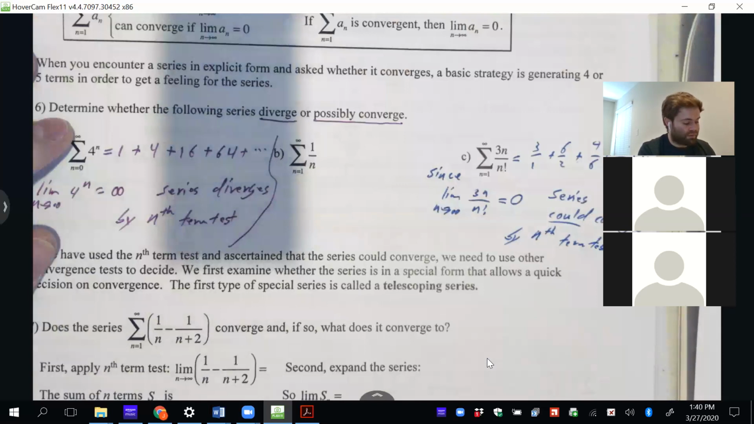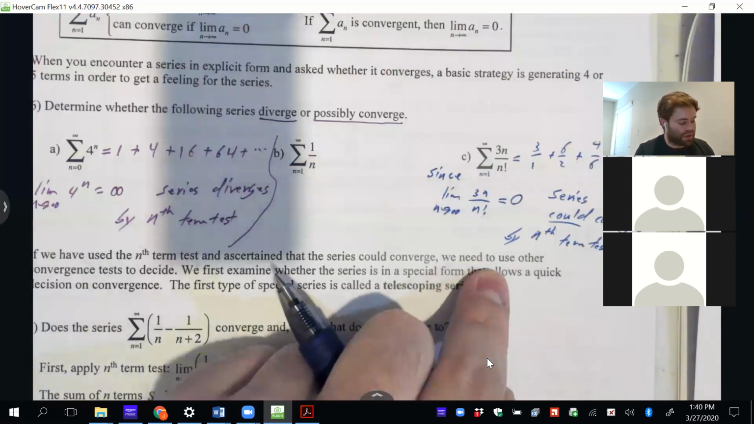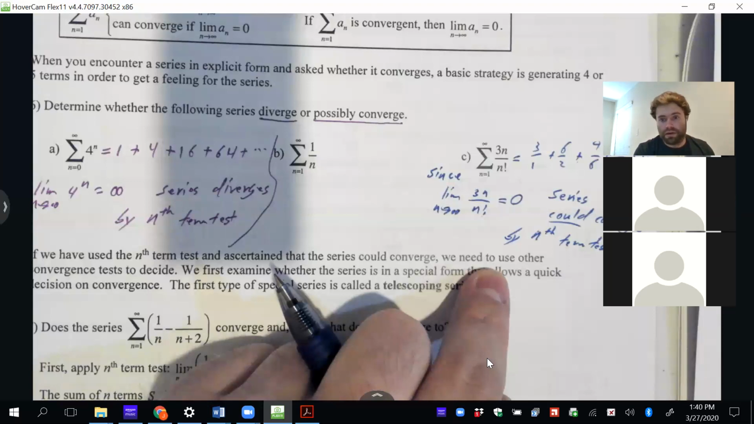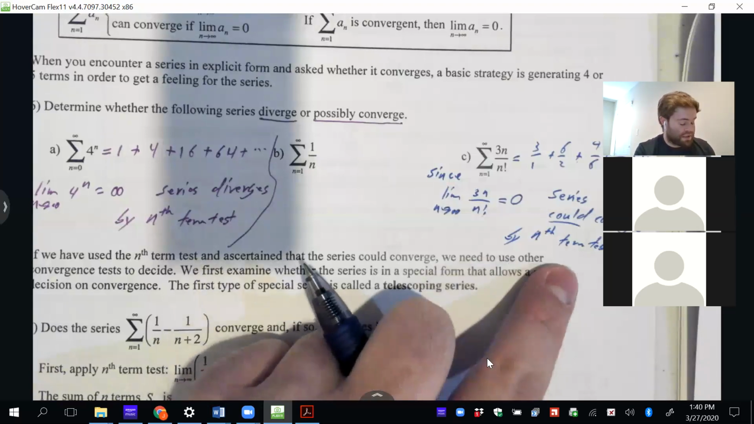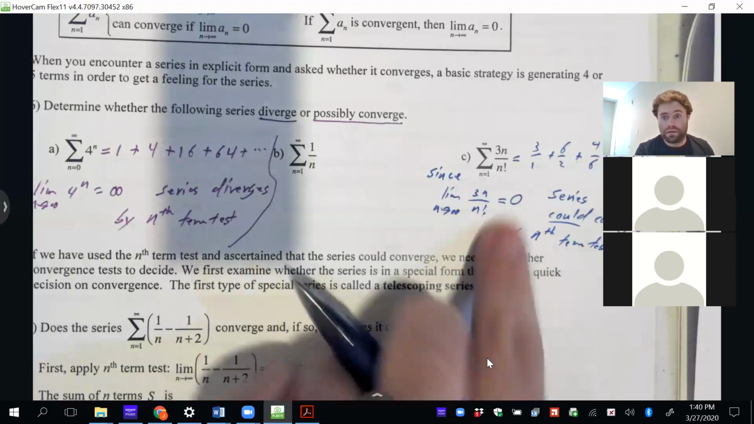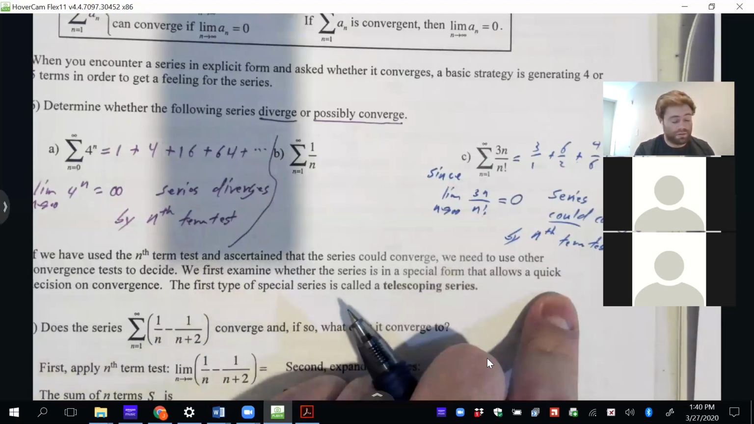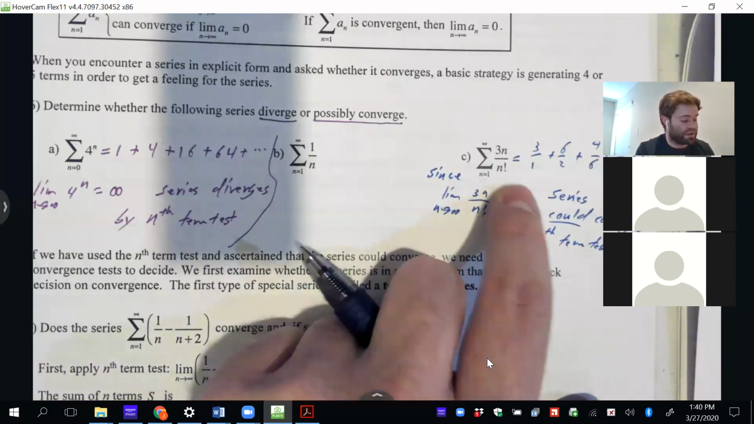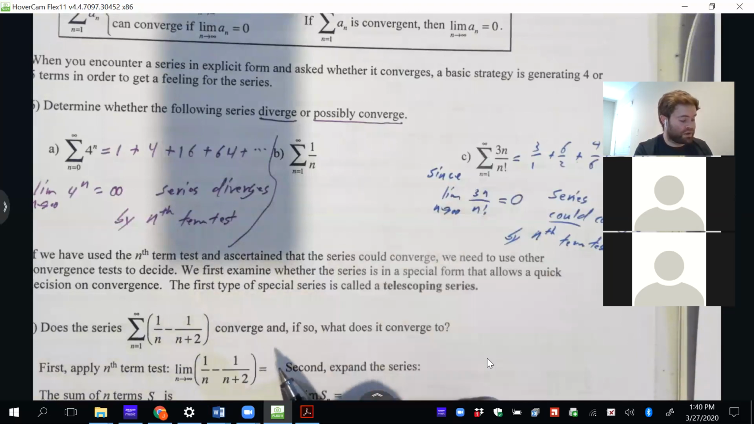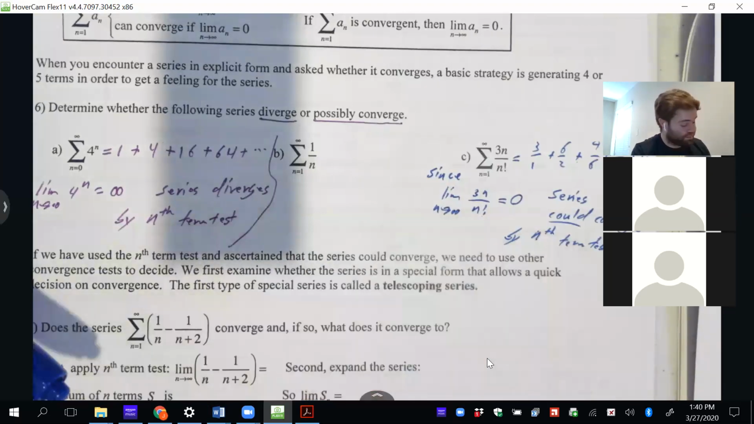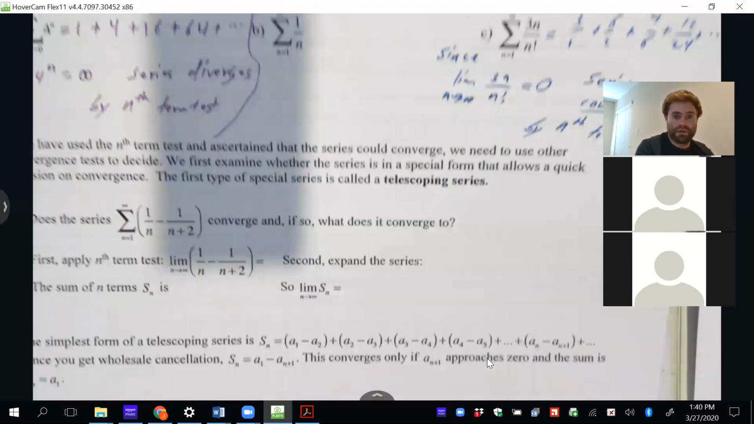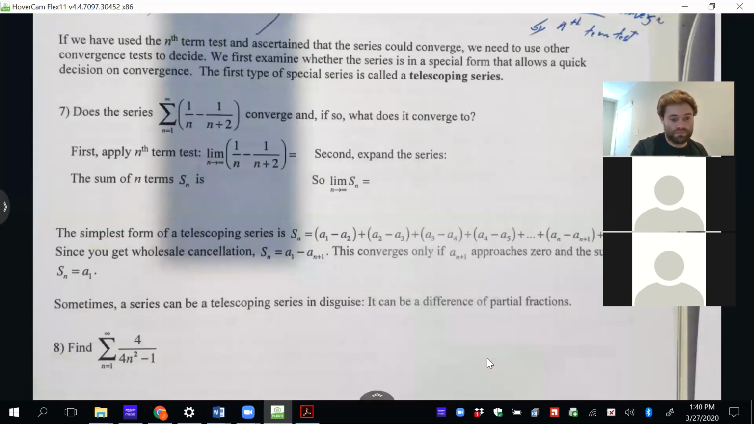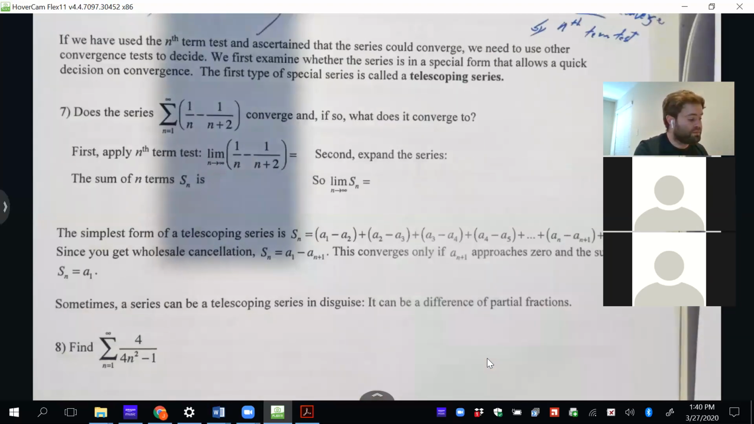Not really. If we were asked to do this on a different problem, like on the AP exam or some free-response question, this really wouldn't be good enough. We have another test that we'll get to later on that really will show whether this converges or diverges. Just saying it could converge doesn't actually answer the question. Okay. Next, different test.